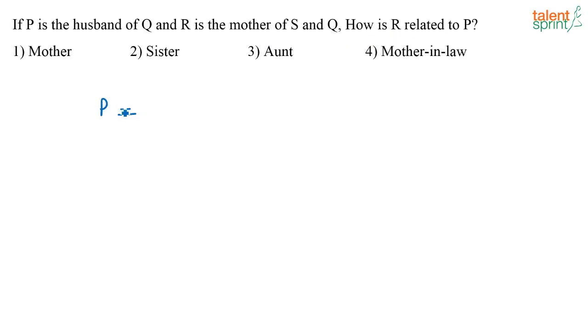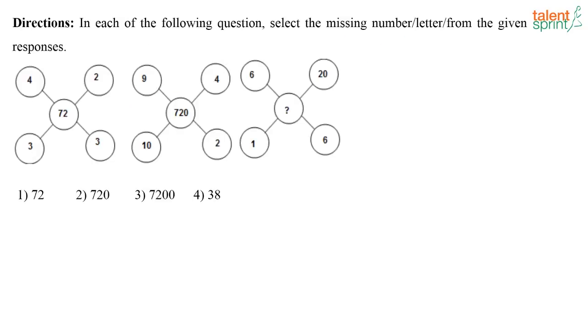P is the husband of Q. So P is a male and Q is a female, and R is the mother of S and Q. So R is the mother of S and Q. How is R related to P? R is the mother means R is a female. So definitely R is the mother-in-law of P. That is option 4. Next one.